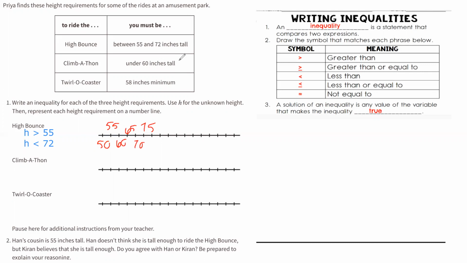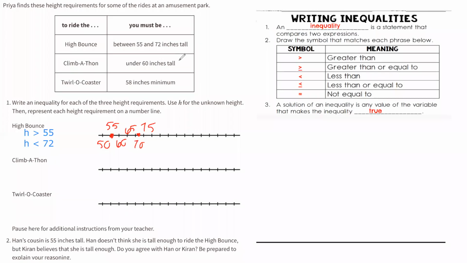So I know that one of the points that I need to graph is 55. So I'm going to put a solid dot at 55 because you can ride that ride if you are 55 inches. And I know that one of my other points is 72 inches. 72 is a little more than 70, but not quite 75. So I'm going to put a dot right there. That's perfect.